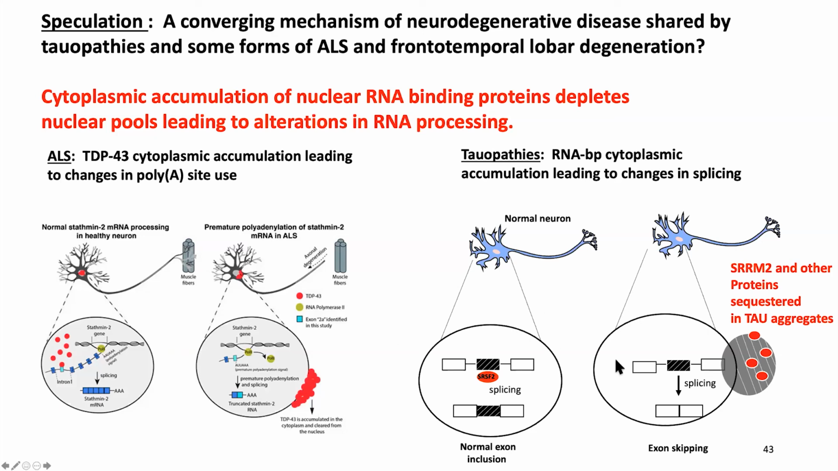And that's similar to how we're thinking about tauopathies, where they sequester RNA binding proteins in the cytoplasm, leading to changes in RNA processing, which can then lead to neuronal death eventually. So I think the general theme that we're proposing might be involved in both of these types of neurodegenerative diseases is that the cytoplasmic accumulation of these different RNA binding proteins really depletes their pool from the nucleus, leading to alterations in RNA processing, misregulation of genes, and then downstream consequences.